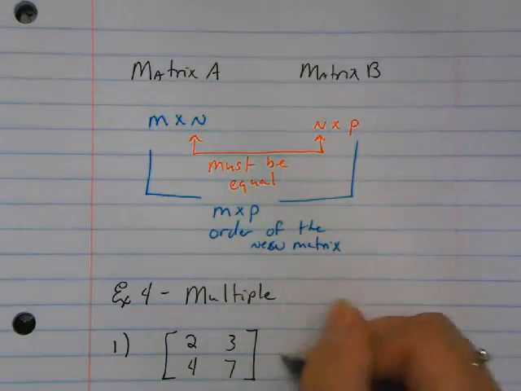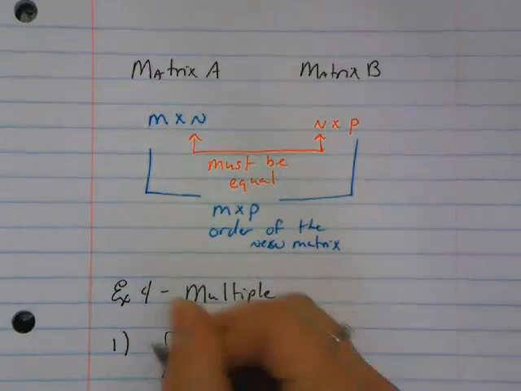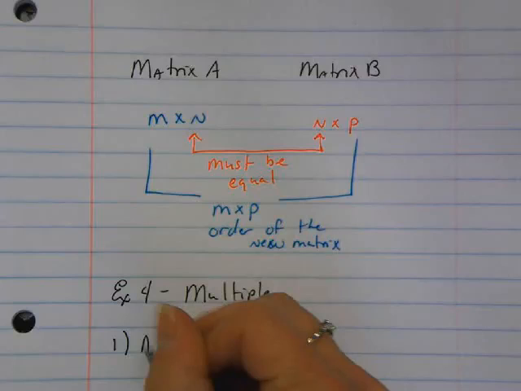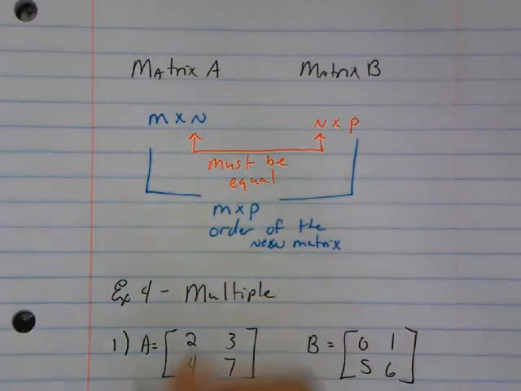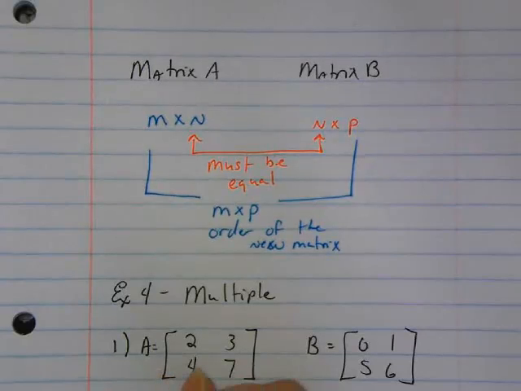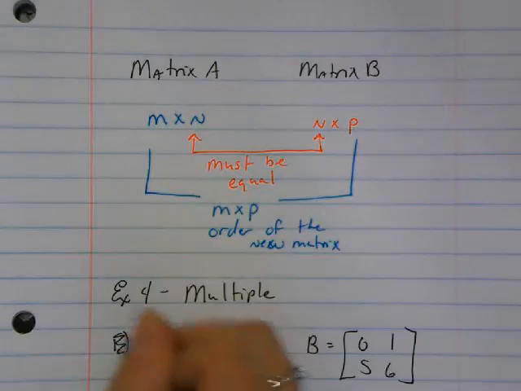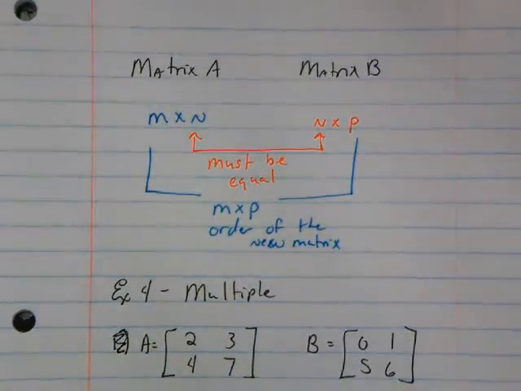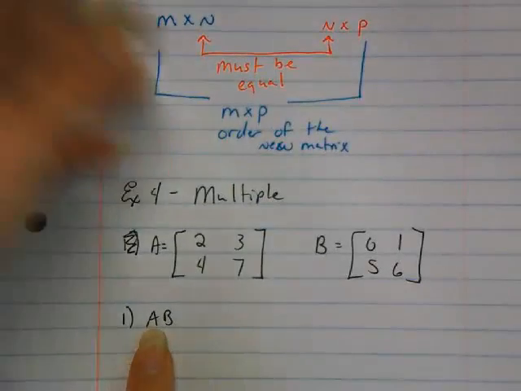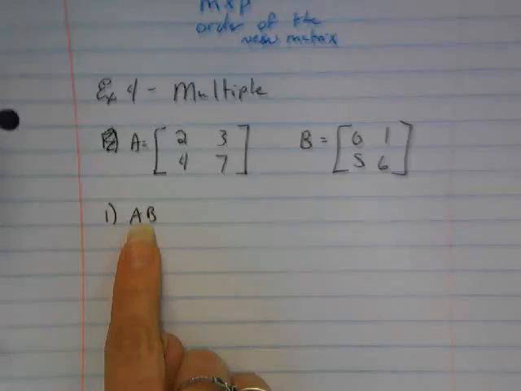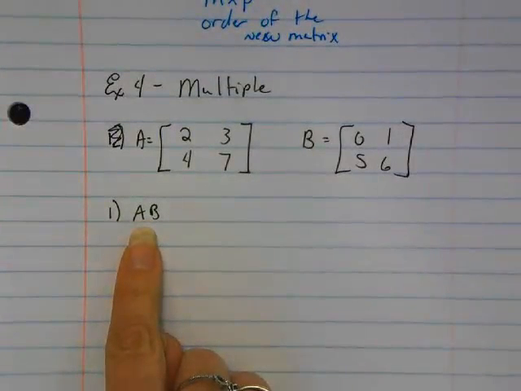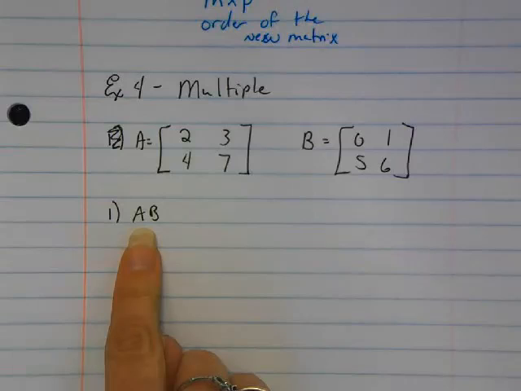Let's let A... I want AB. I don't know why I put a 1 up there. Alright, so I want you to multiply A times B. So the first thing I want to do is figure out if I can multiply A times B.